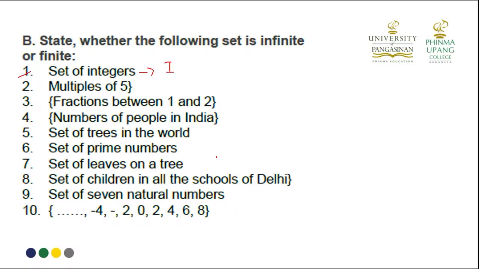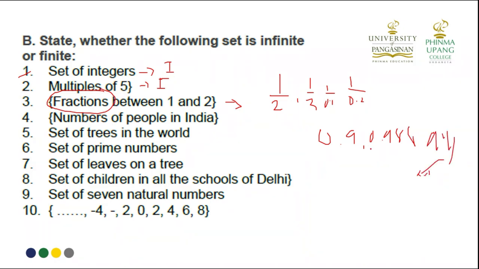And what is the answer to number two? Infinite. Okay, how about number three? Sir, because it has a limit. Wrong. What is the question? What are fractions? If you put fractions, will it end? 1/2, 1/3. 1.01, 1.02. What is between 1 and 2? 0.9, 0.99, 0.999, 1.1, 1.11. Is it finite? Sir, that's infinite. Very good. This is infinite.